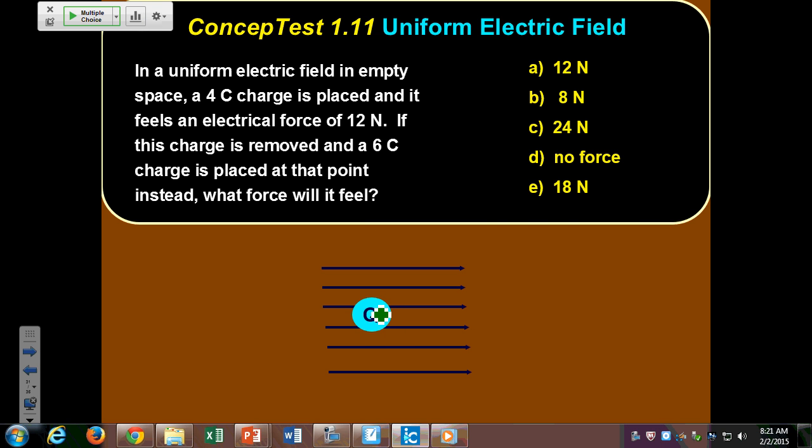What's the electric field that causes this 12 newton force? What's the value of it? It's 3 newtons per coulomb, right? So 3 newtons per coulomb times 4 coulombs gives me 12 newtons. 3 times 6 will give me 18 newtons. You'll probably see a basic fields problem like that. You have some like it in your homework, sort of paired with a kinematics problem.